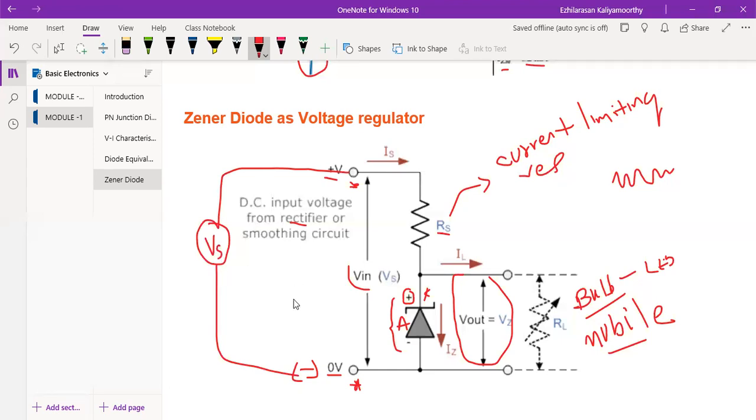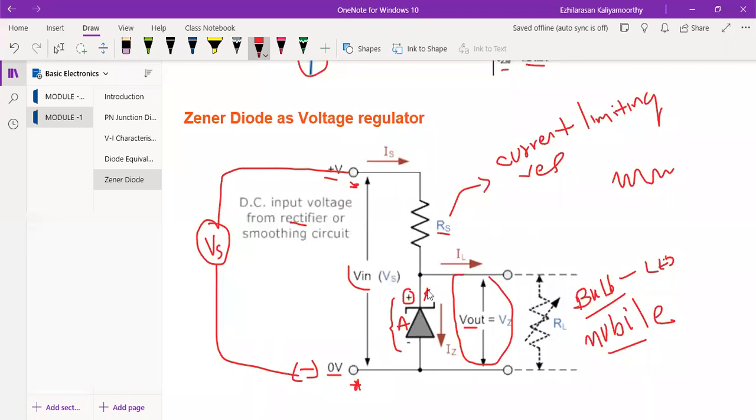So now I can say, with VS connected across the combination, the stabilized output voltage Vout is taken from across the Zener diode. Now the Zener diode is connected with the cathode terminal to positive and the anode to negative. So it is reverse biased, operating in its breakdown condition.